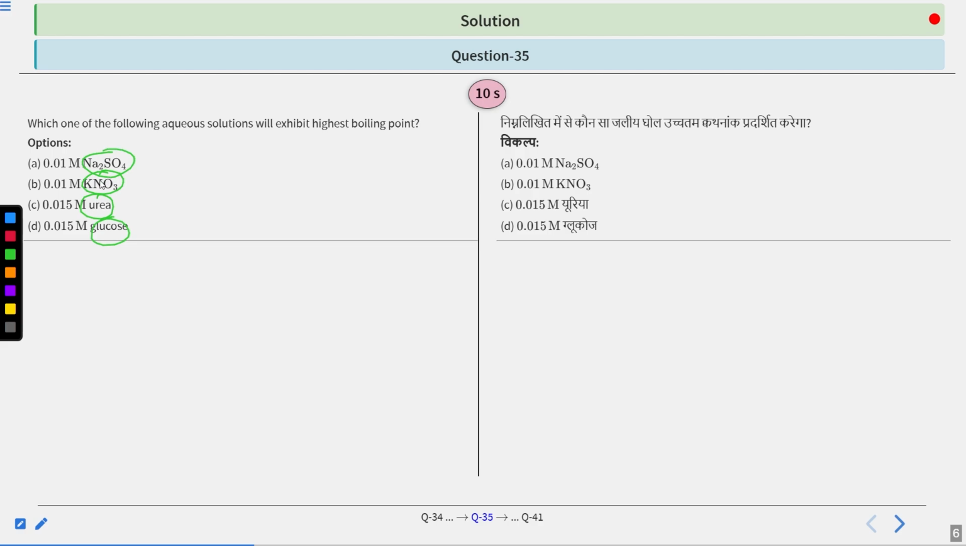Only you have to see the number of particles that is furnished by these different molar solutions, and the one which is furnishing more particles will result in more elevation in boiling point, or will have the higher boiling point. So you have 10 seconds to solve this question. Your time starts now.